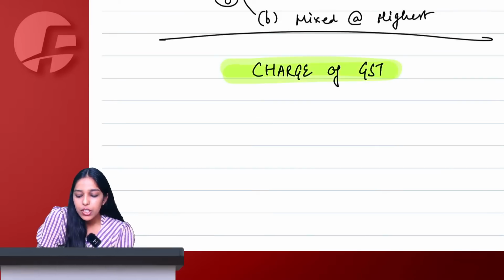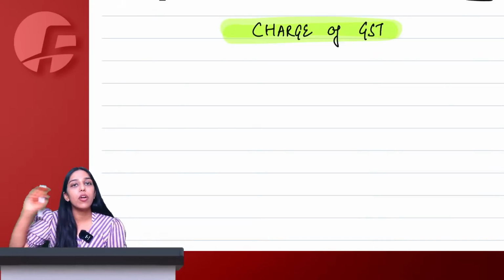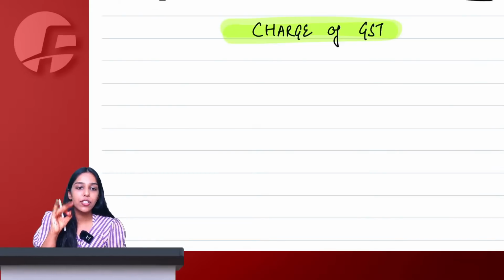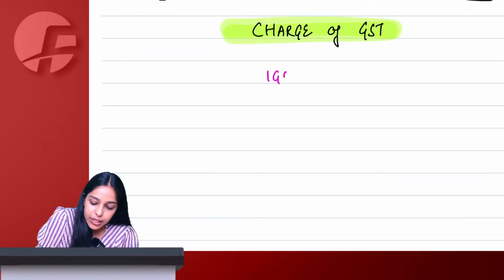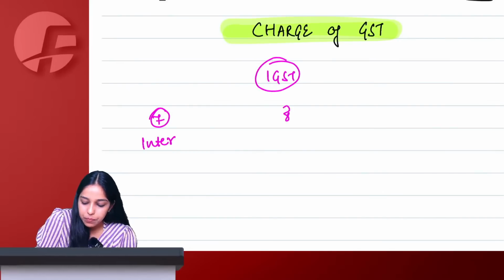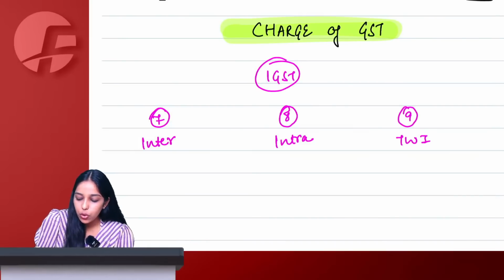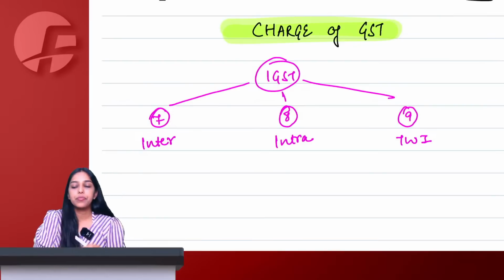Next chapter, which is charge of GST. Now, for a while we'll take a break from the CGST Act and study three sections of the IGST Act. Section 7, interstate supply. Section 8, intrastate supply. And section 9, territorial waters of India.